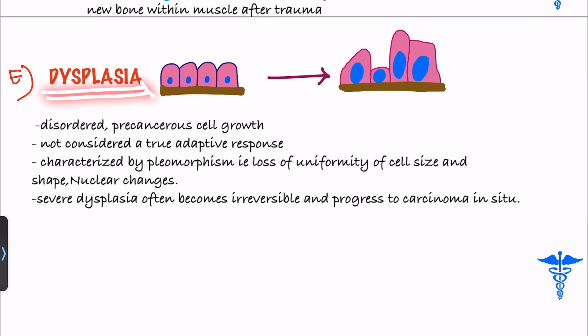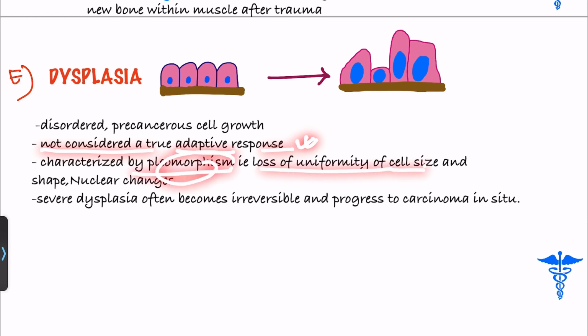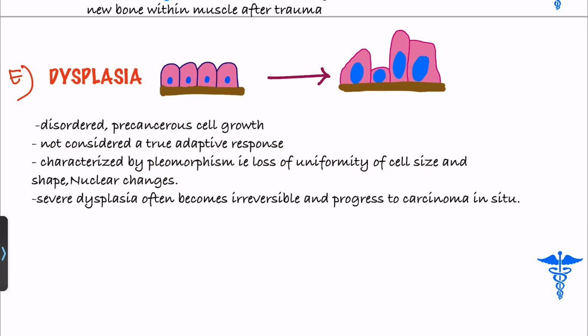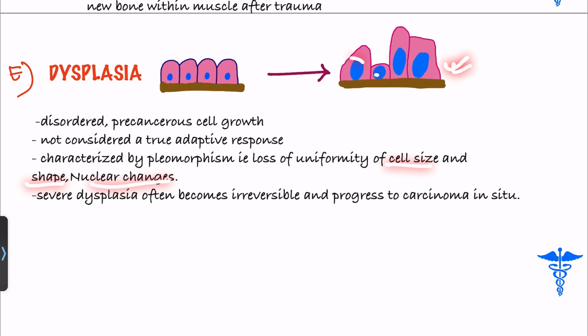Dysplasia. Dysplasia is disordered precancerous cell growth. Whenever there is severe dysplasia, it changes into carcinoma in situ. Dysplasia is not considered a true adaptive response, and it is characterized by pleomorphism, that is loss of uniformity of cell size. Here, 4 healthy pink cells have changed their shape after undergoing dysplasia. A change in cell size and shape as shown in this picture, and nuclear changes, that is the nucleus has become much darker and more chromatin is present. Severe dysplasia often becomes irreversible and progresses to carcinoma in situ.